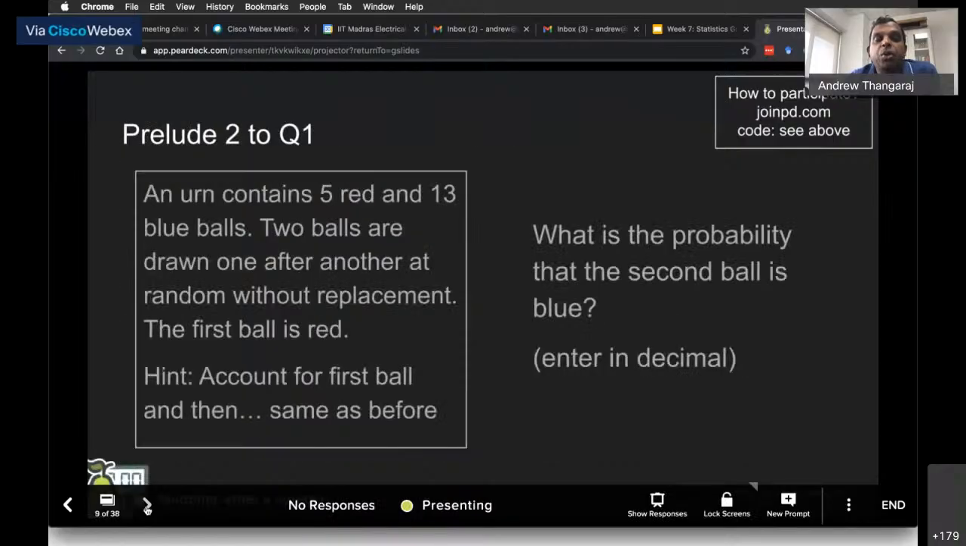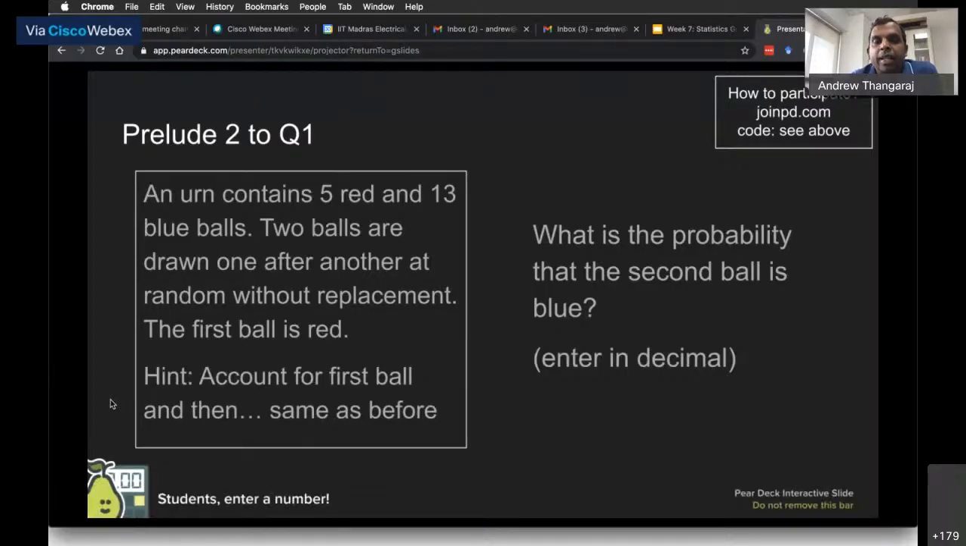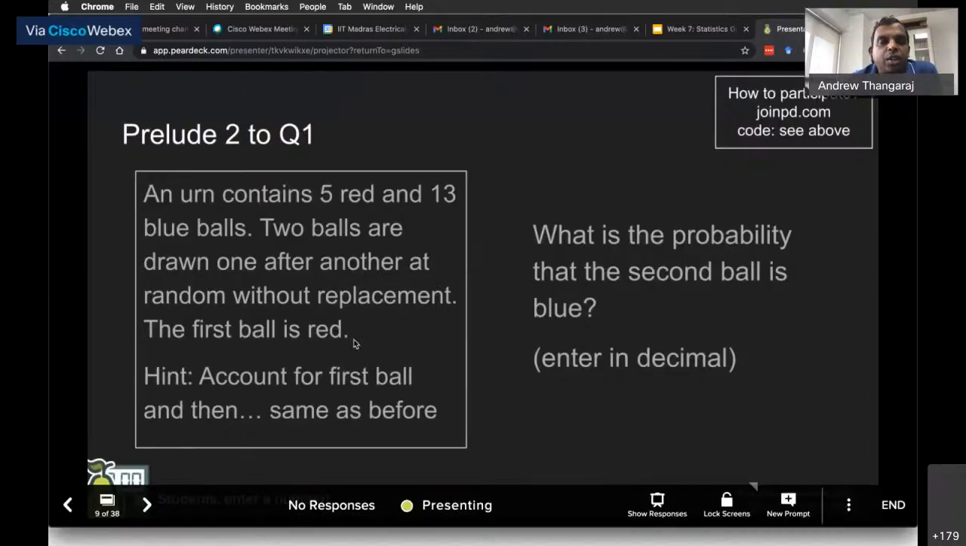Here is the second prelude to question 1. Once again, I won't give too much time. I'll give about 3 minutes or so and expect you to put down an answer. The question is dangerously similar to the previous one, except for one little line. I wish I could highlight it for you. The first lines are similar, but the second line itself is different.